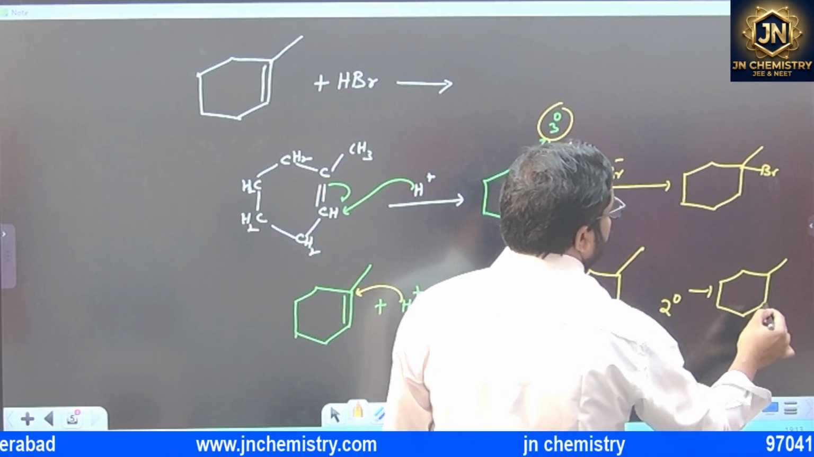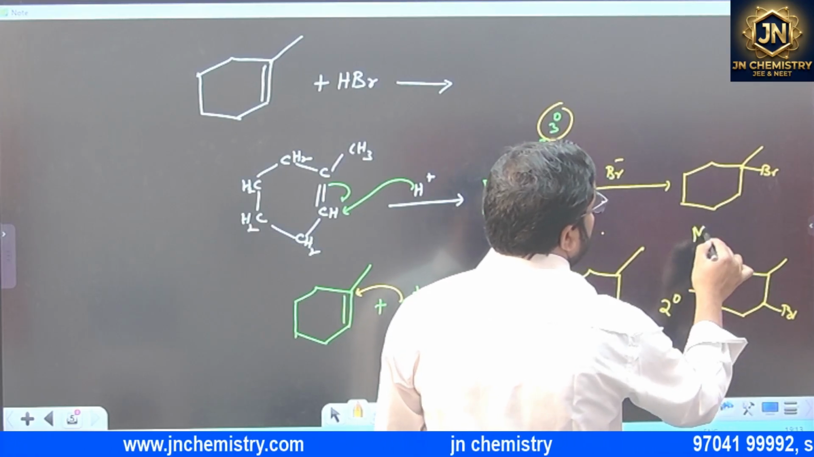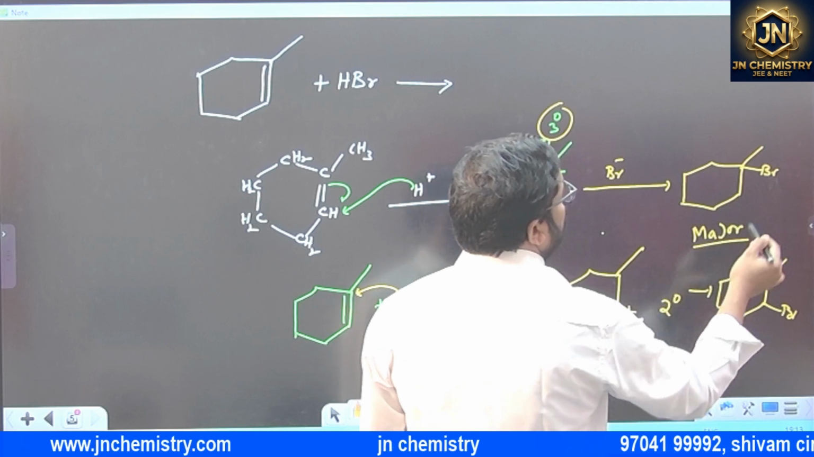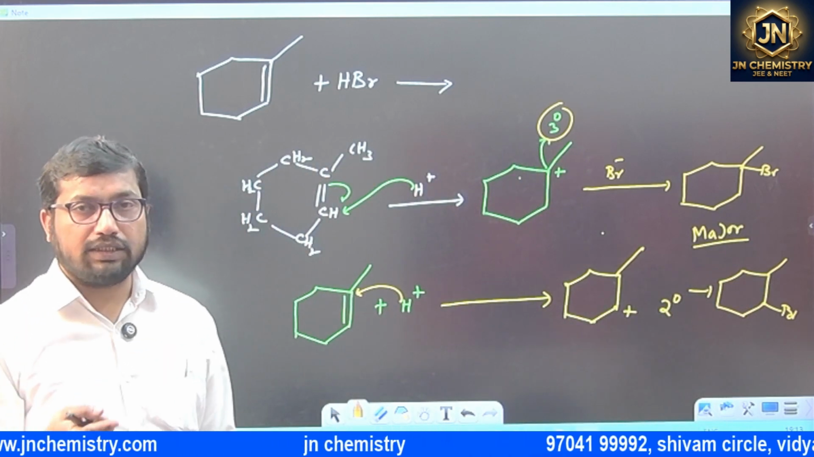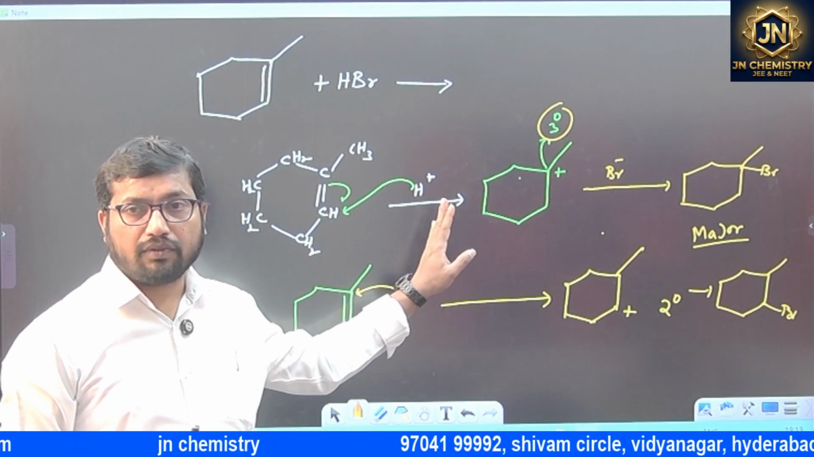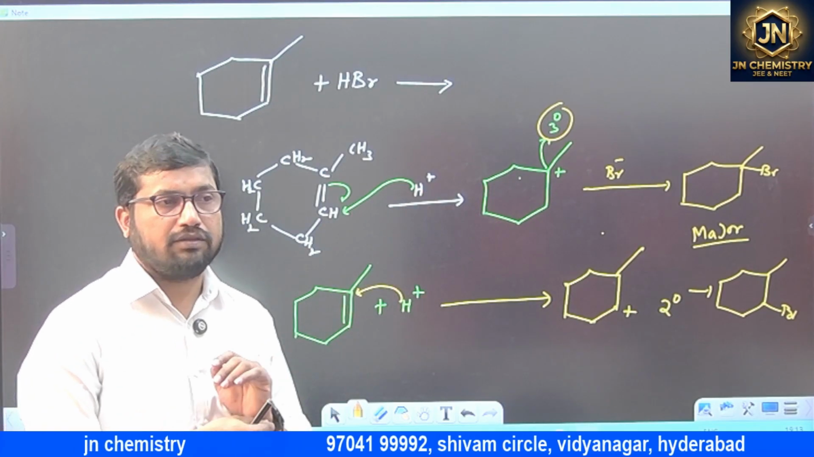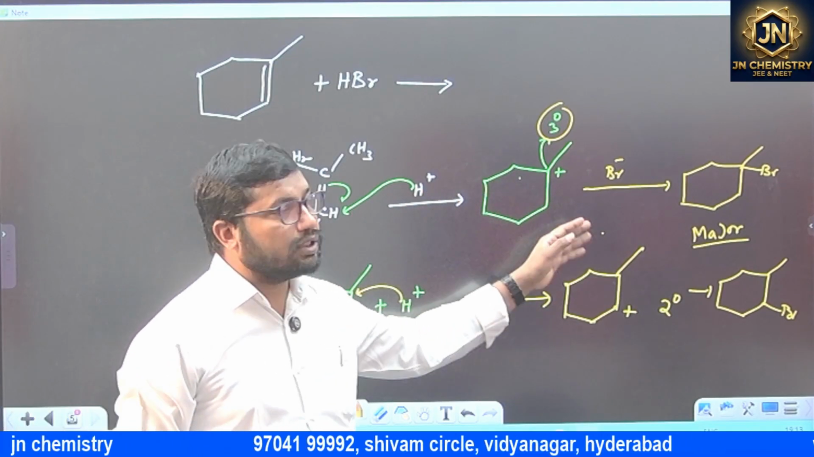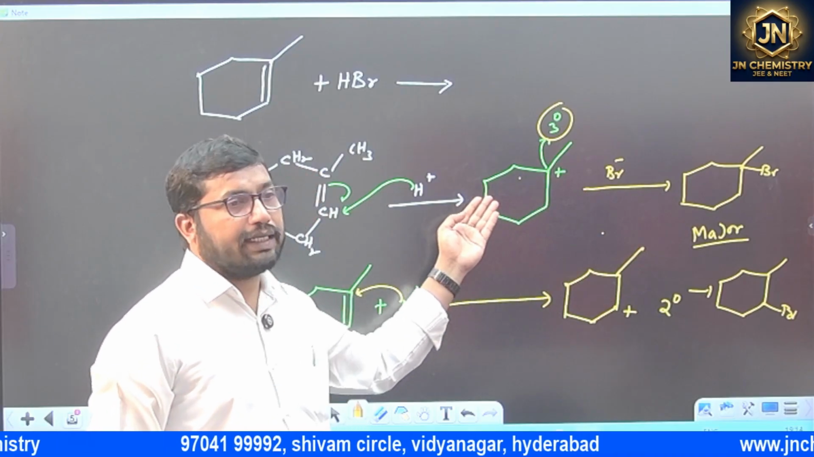You may ask one question. Generally, stability is inversely proportional to reactivity, but it's not applicable to intermediates. If the intermediate is more stable, more Br minus can attack.